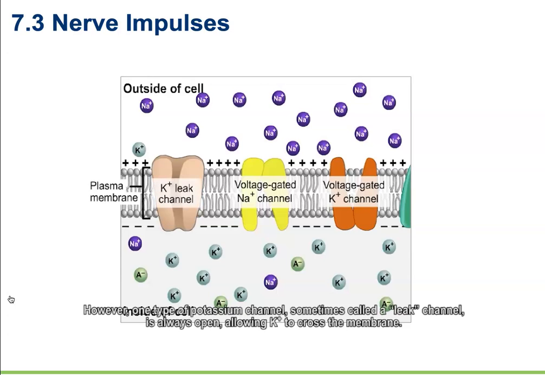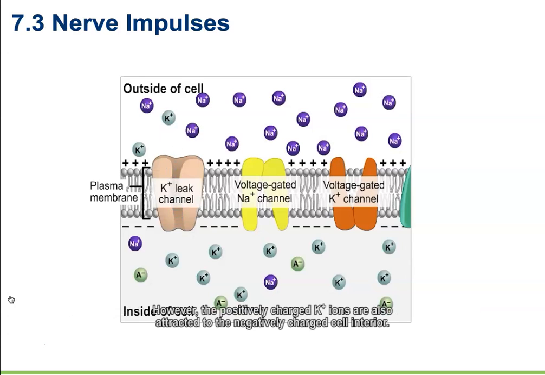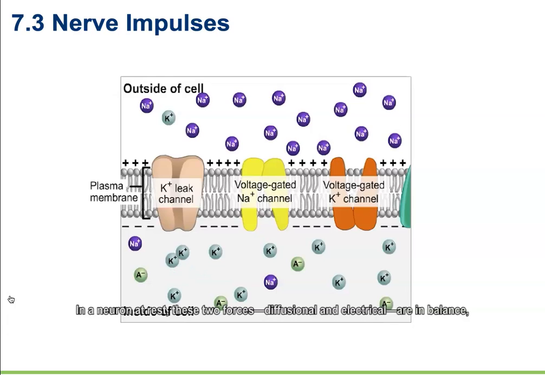However, one type of potassium channel, sometimes called a leak channel, is always open, allowing potassium ions to cross the membrane. Because the inside of the cell has a greater concentration of potassium ions than the outside, potassium ions will tend to diffuse down their concentration gradient to the outside of the cell. However, the positively charged potassium ions are also attracted to the negatively charged cell interior. In a neuron at rest, these two forces, diffusional and electrical, are in balance, and there will be no net movement of potassium ions across the membrane. For every potassium ion that leaves the cell, another returns.